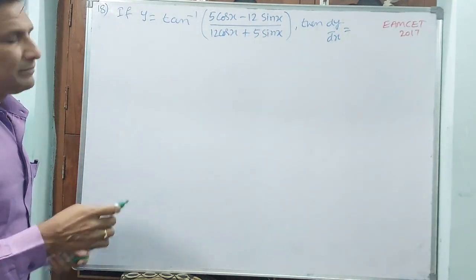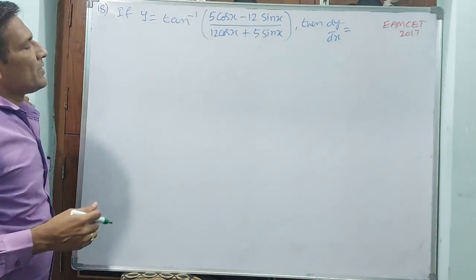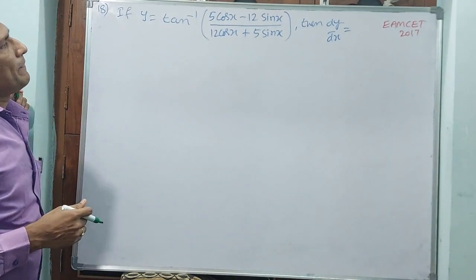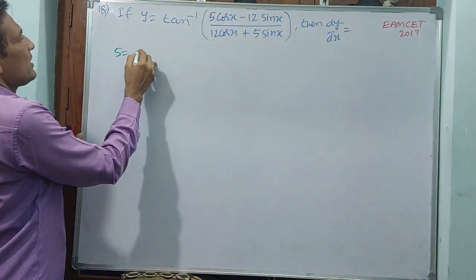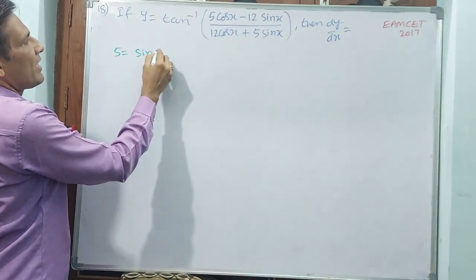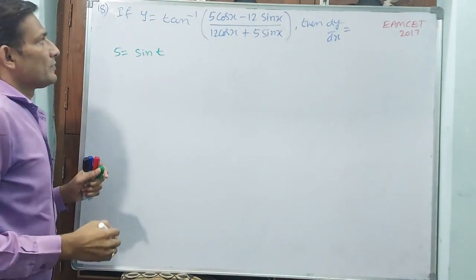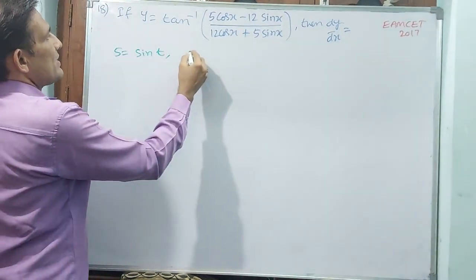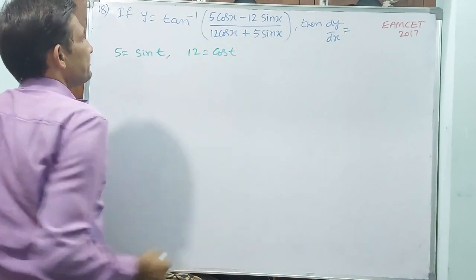See what I am doing. If I want to take sin, you see sin A cos B minus cos A sin B. That means 5 should become sin A, or else I will take sin T. 5 is equal to sin T, and 12 is equal to cos T.